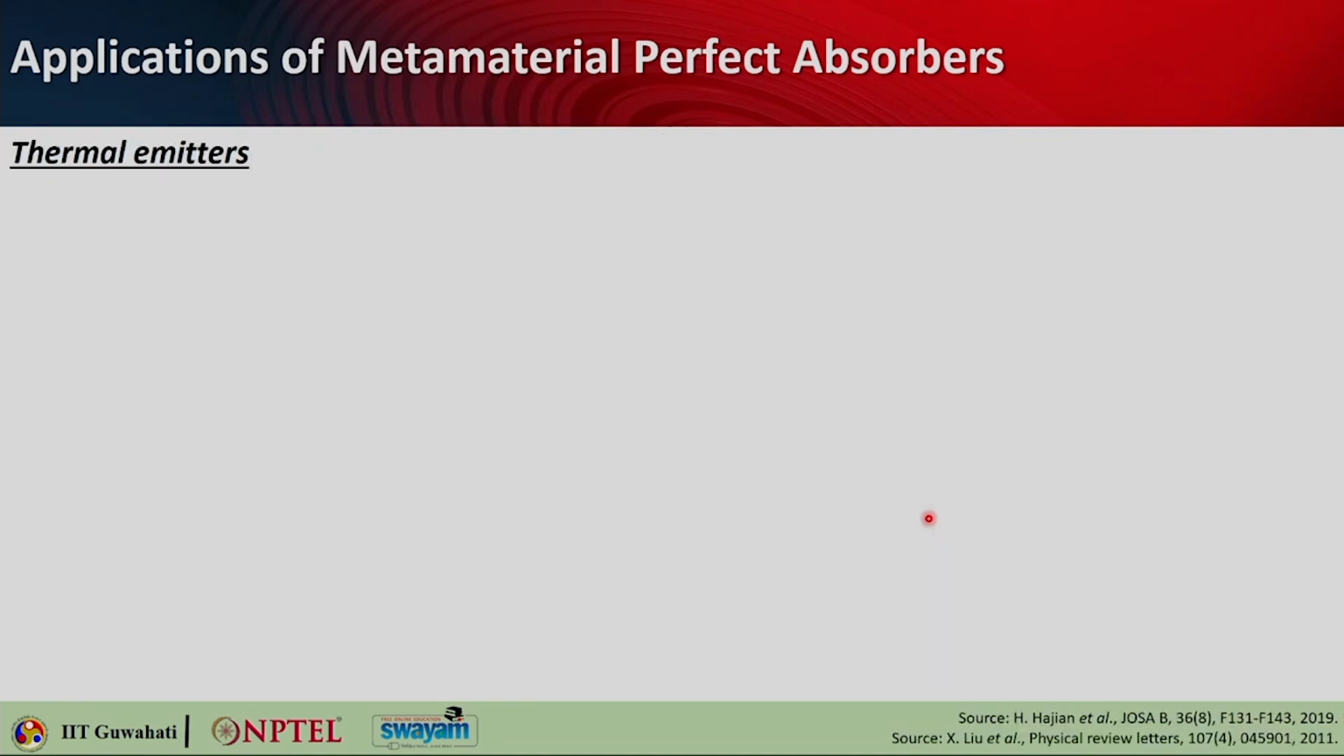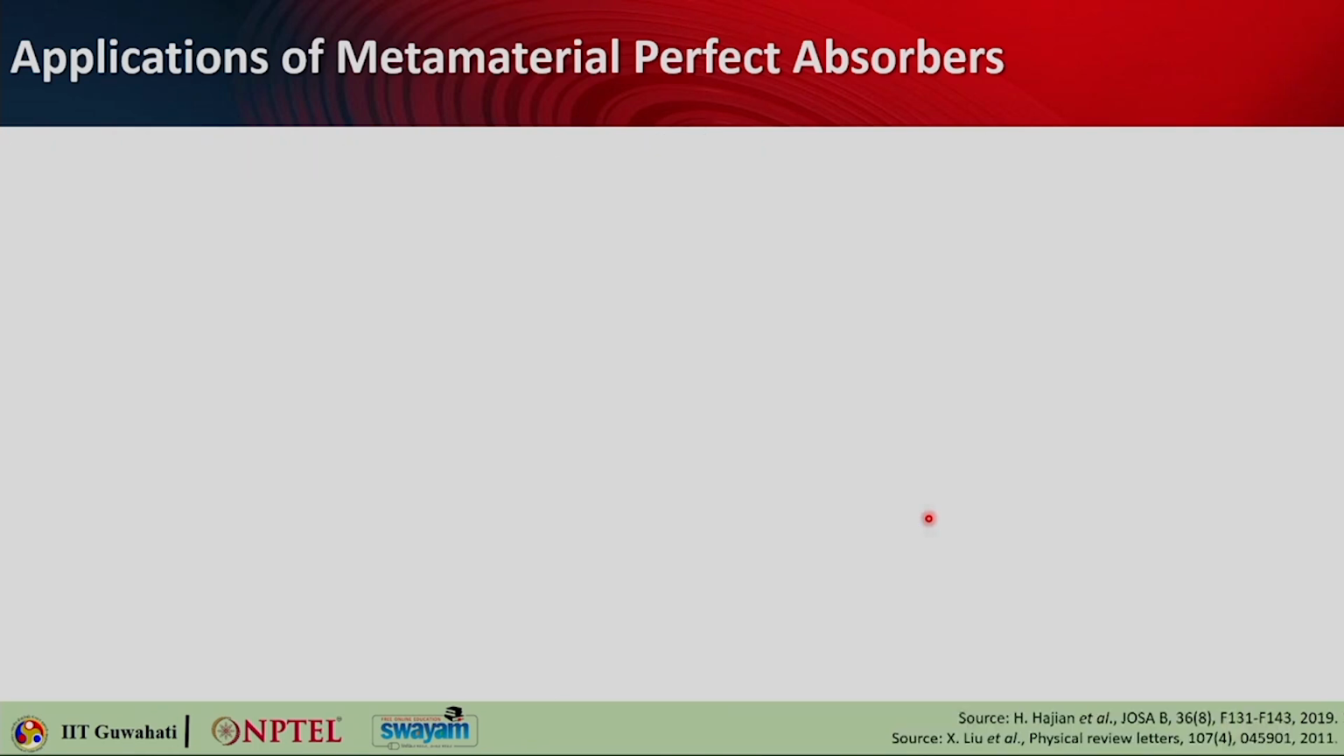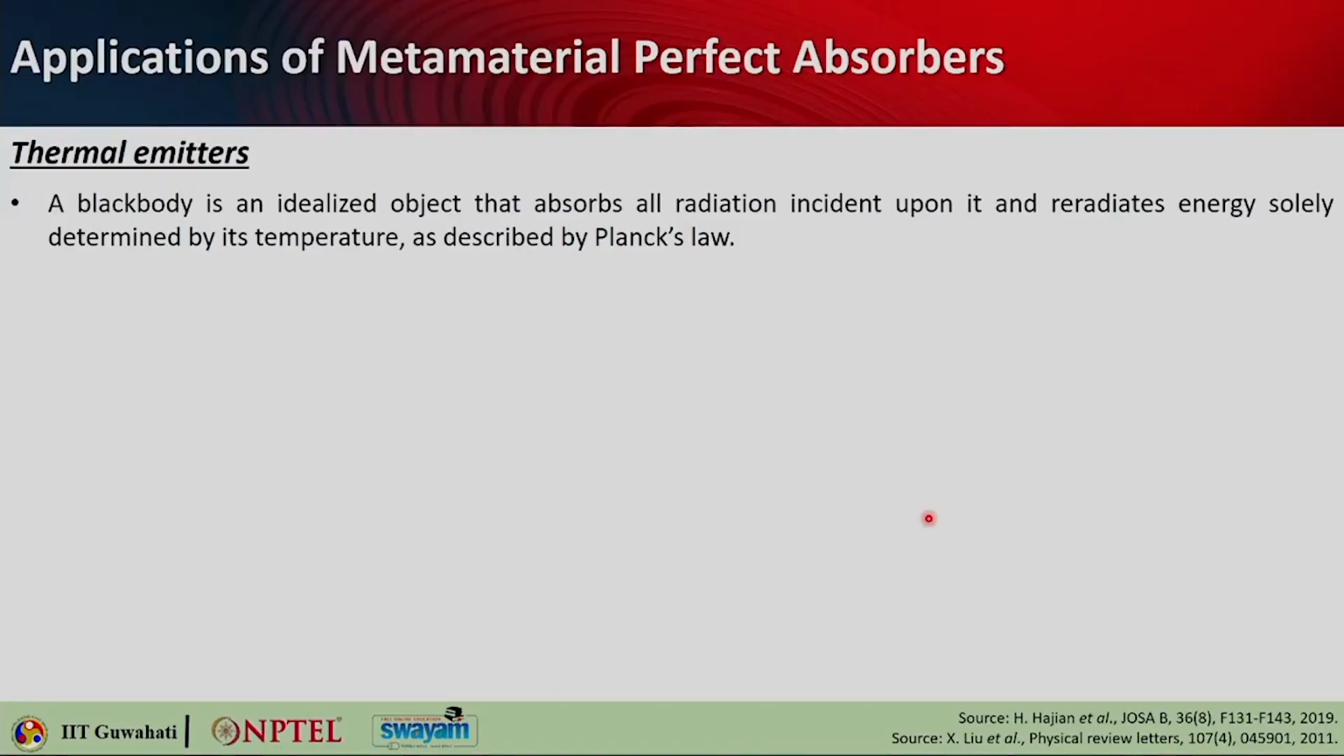What are the other applications? This one is basically an application of a broadband metamaterial perfect absorber. Now, you can also have applications of narrowband metamaterial perfect absorbers as thermal emitters. What are these thermal emitters? If you think of a black body, it is basically an idealized body that can absorb all radiation which falls on it, and it re-radiates energy solely determined by its temperature as described by Planck's law.